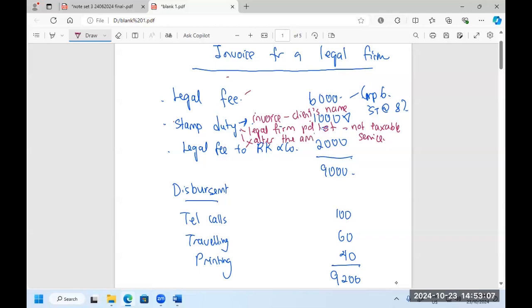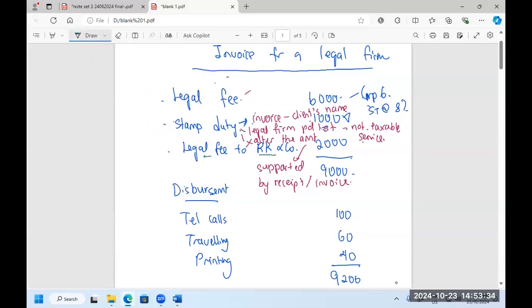If you cannot alter the amount, that means the amount has to be supported by a receipt or invoice. As a result, it's not a taxable service. Next one.